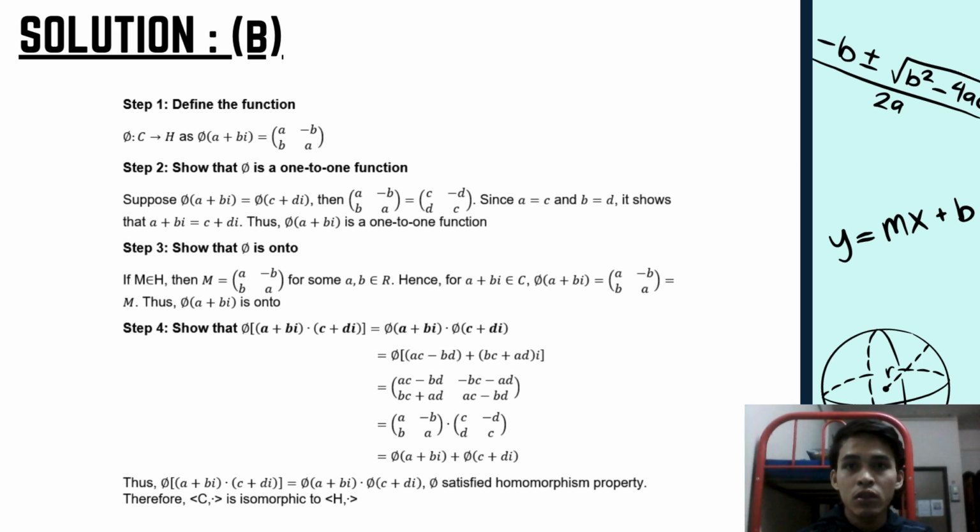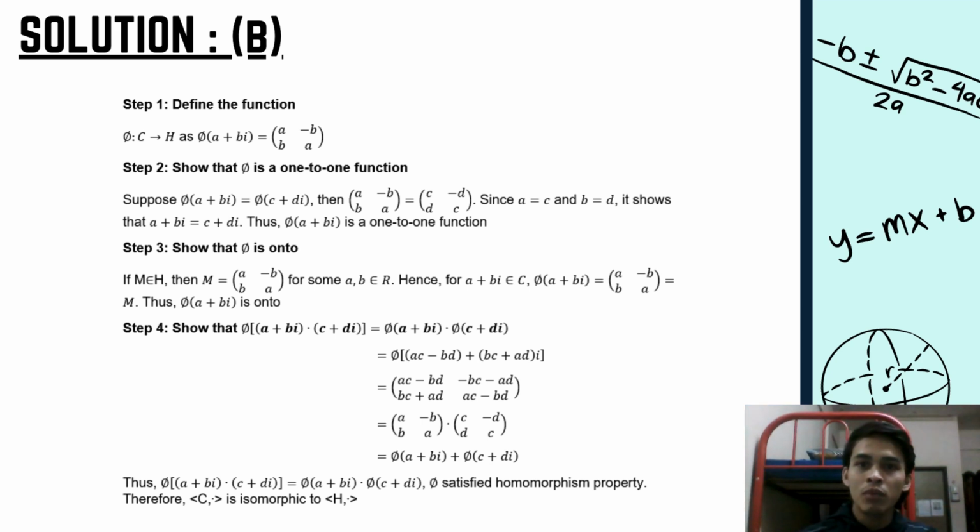Okay, question 1b is also the same as question 1a, which is to show whether it is isomorphic or not. They also have four steps to show it. Okay, step 1 is define the function phi from C to H as phi(A plus BI) equal to matrix [A, -B; B, A]. Next, for step number 2, show that phi is a one-to-one function.